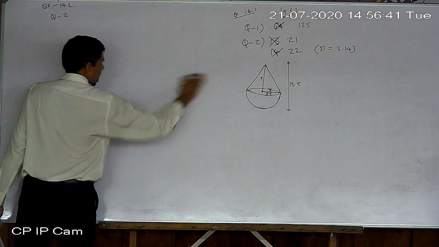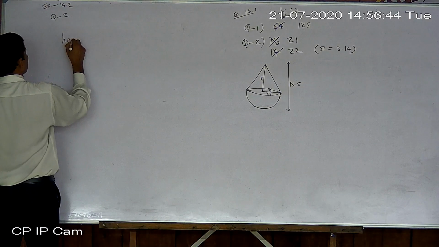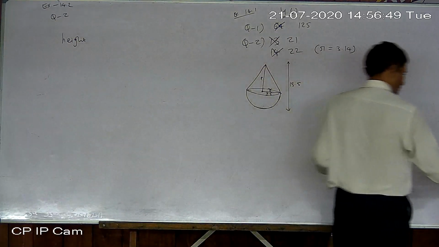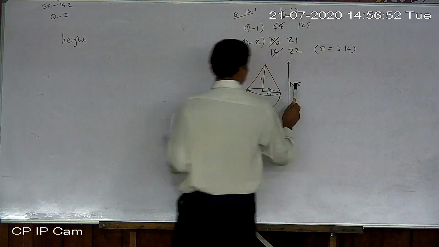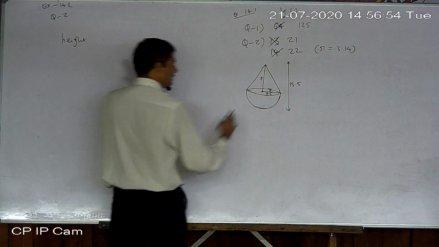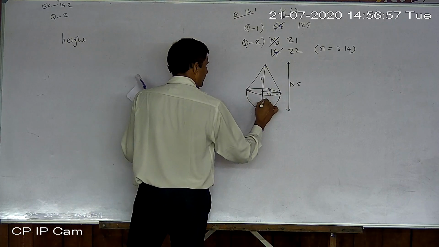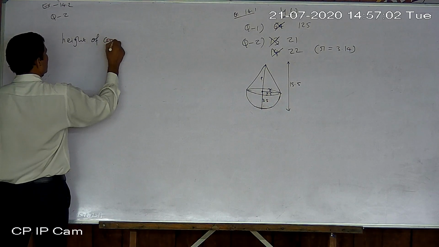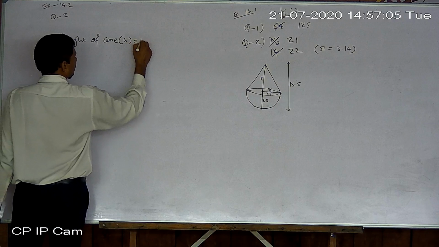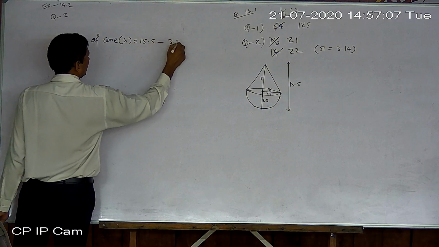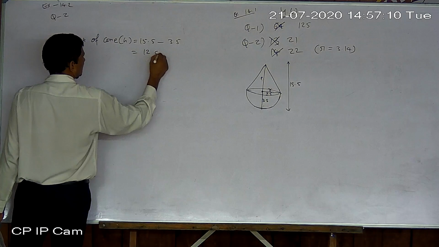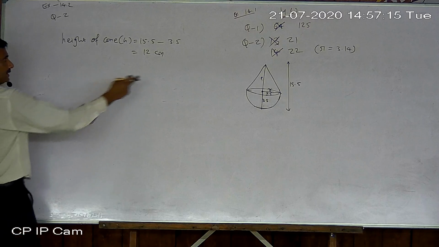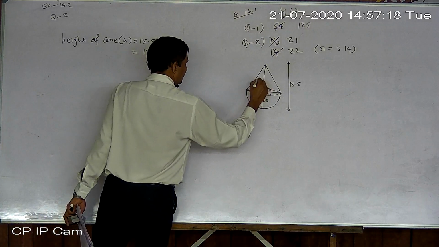So now first of all write down the height of the cone. How to find the height of the cone? Just subtract 3.5 from 15.5. Why? Because the height of the hemisphere and the radius of the hemisphere are both the same. So the height of the cone is equal to 15.5 minus 3.5, equal to 12 centimeters. You can write that measurement here.